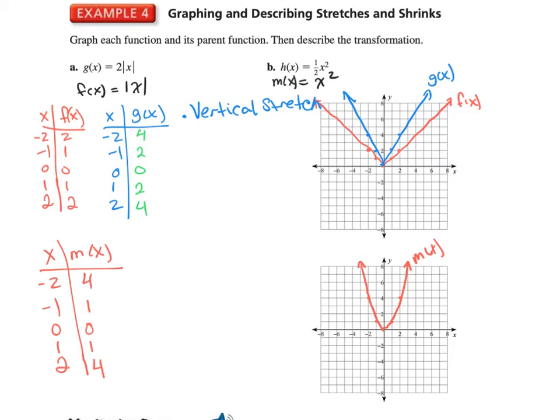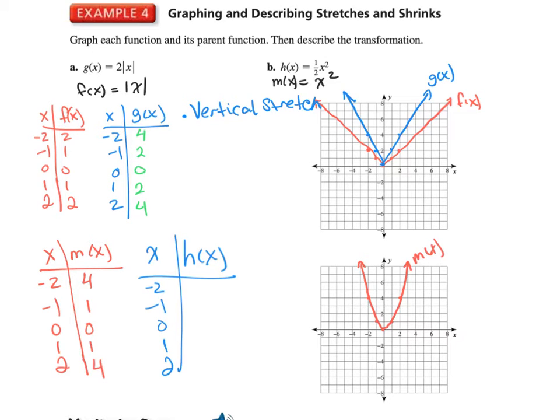Now let's take a look at h of x. So x, h of x, plugging in negative 2, negative 1, 0, 1, and 2 again. Again, I just like those numbers. There's no reason you couldn't pick other numbers, but it's nice and symmetric.